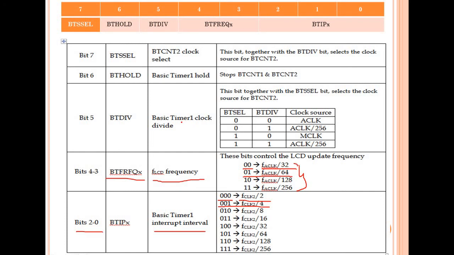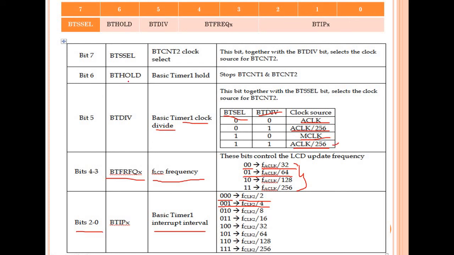And basic timer clock division. The basic timer clock division along with basic timer selection, these two decide the clock frequency that should be applied to basic timer counter 2, whether it is A clock or A clock by 256, that is the output of your counter 1, or M clock or the output of your counter 1.